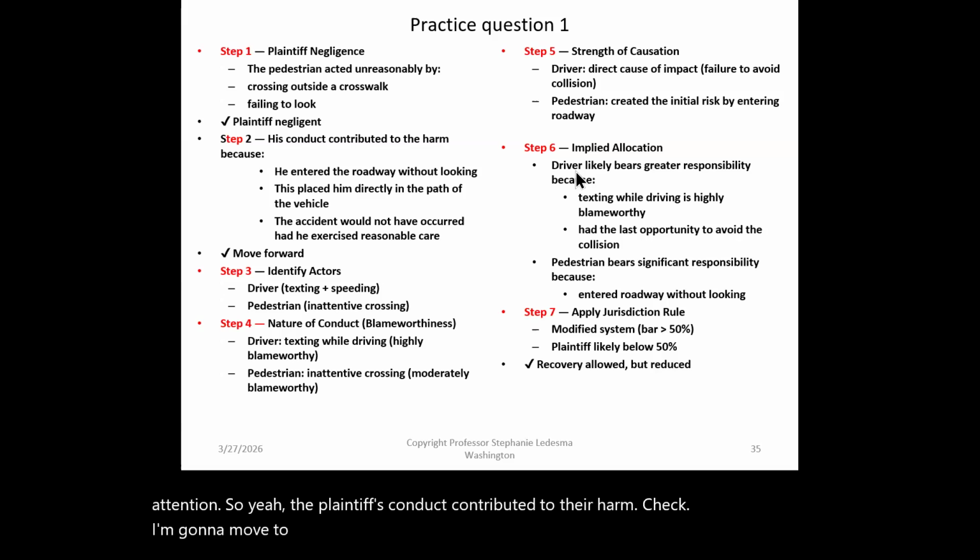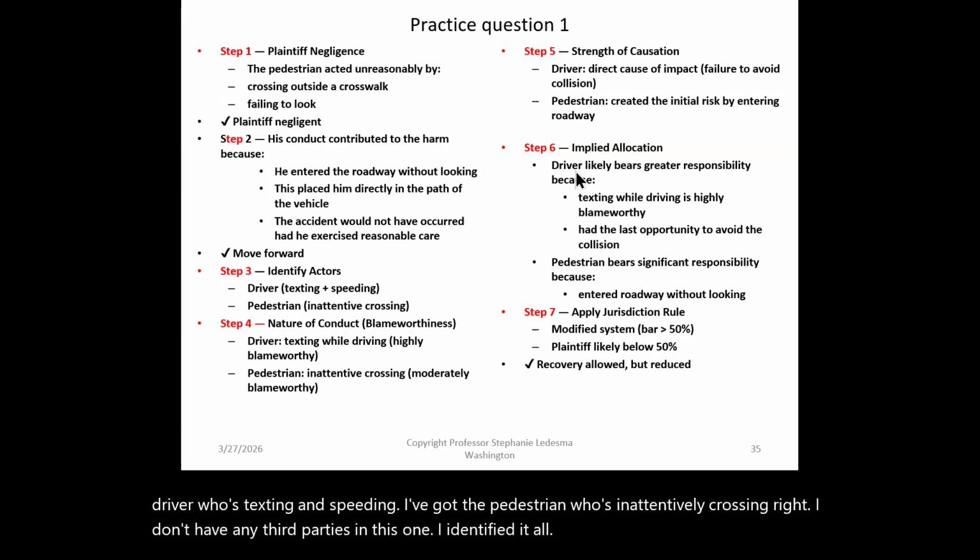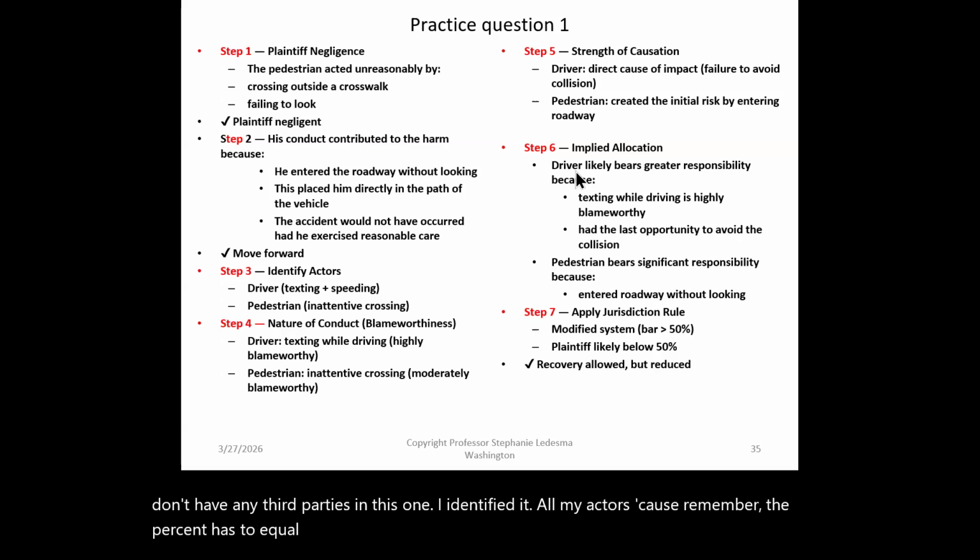I'm going to move to step three. What's step three? I'm going to identify my actors. I've got the driver who's texting and speeding. I've got the pedestrian who's inattentively crossing, right? I don't have any third parties in this one. I identified all my actors because remember, the percent has to equal 100. Okay. Step four, what was the nature of the plaintiff's blameworthiness?